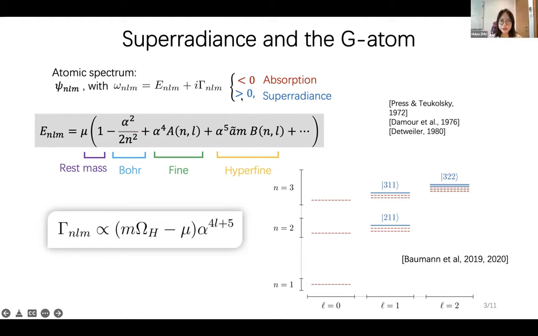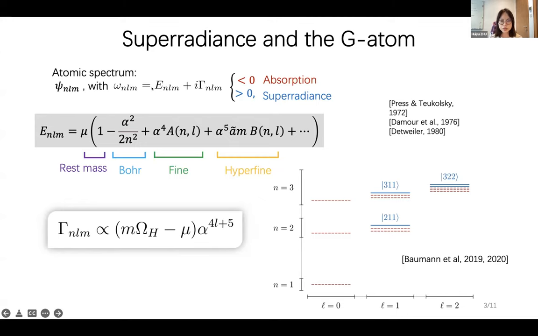Okay, so this imaginary term can be finally absorbed into the amplitude of the different state. If gamma NLM is smaller than zero, then the state NLM is an absorption state, and the cloud will be absorbed into the Kerr black hole at the rate of gamma NLM. For the same reason, if gamma is bigger than zero, then this NLM state is a superradiant state, and the cloud can be generated by the black hole with the rate gamma NLM. Here, gamma NLM has been calculated, which is proportional to alpha to the 4L plus 5.